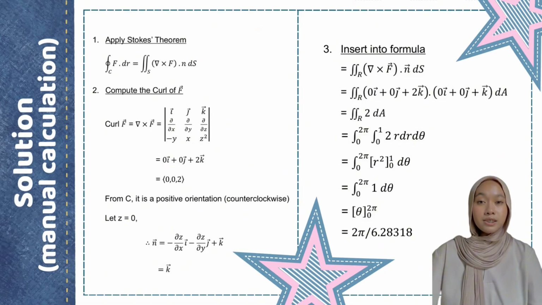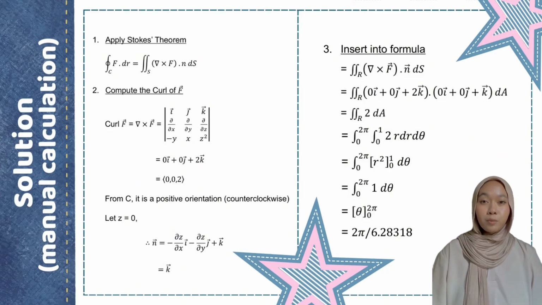Now, since the surface lies in the plane where z equals 0 and the curve is oriented counterclockwise, the surface normal vector points straight up in the positive z direction. That means our normal vector is just the unit vector k. Taking the dot product of the curl and the normal vector gives us 2, which simplifies the surface integral to just integrating 2 over the circular region bounded by the curve.